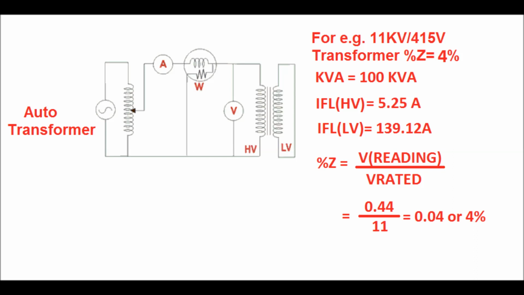So percentage impedance is equal to voltmeter reading divided by V rated. Since the percentage impedance is 4%, 4% of the rated voltage is sufficient to cater the full load current on either side, keeping the other side shorted. So here the V reading would be 0.44 kV and V rated is 11 kV. So percentage impedance is equal to 0.44 divided by 11, which comes as 0.04 or 4%.